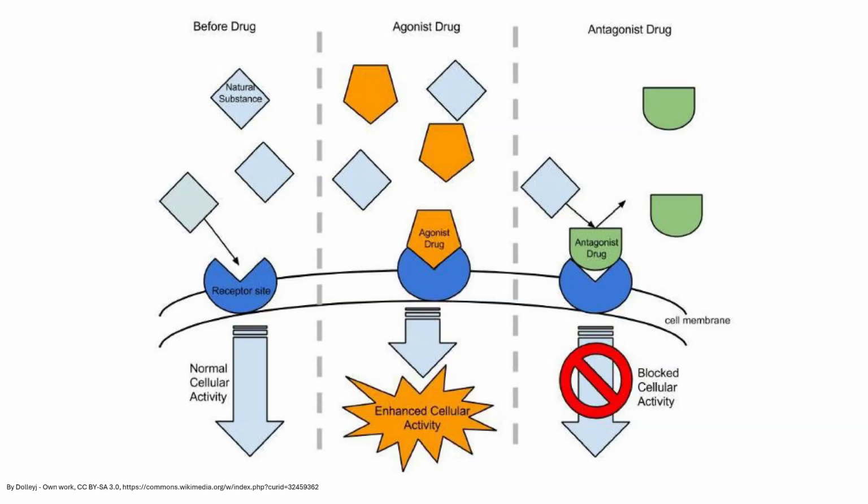An agonist is a chemical that stimulates a receptor, mimicking the natural neurotransmitter. An antagonist inhibits a receptor, preventing the natural neurotransmitter from binding.